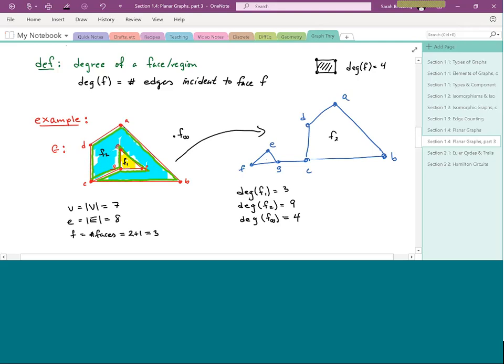F1, and the unbounded face is still out here. Now notice there's things that change, okay? So for this one, the degree of F1 is still the same. But what about the degree of F2? It's now going to be 4, and anybody spot what the degree of the unbounded face now turns into?